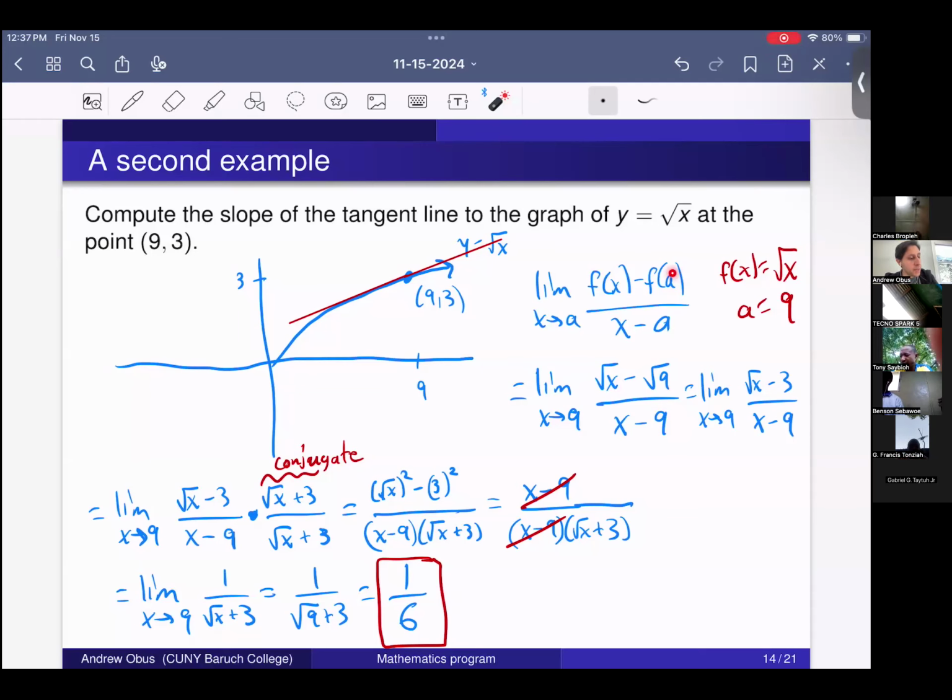Okay, so in the end, it just comes down to evaluating a limit. You just need to know what's your a, that's always the x value, and what's your function, that's just the graph. In this case, it's square root of x.